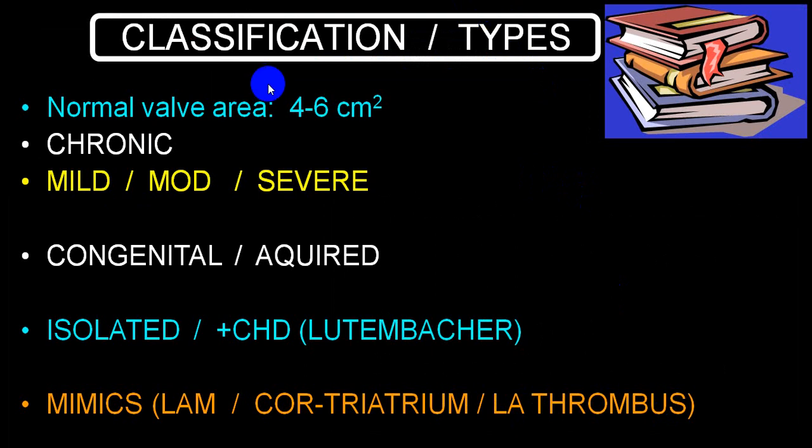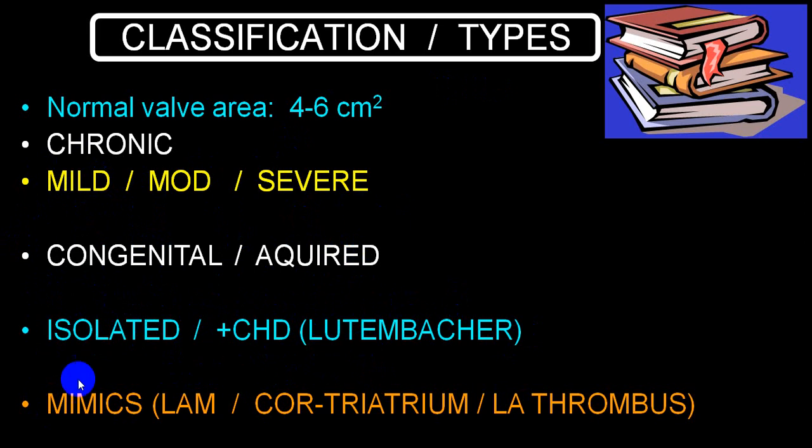Certain words are utilized. The most common pathophysiology is a chronic process, so we usually call it chronic mitral stenosis. Severity wise: mild, moderate and severe. Etiology wise: congenital and acquired. It can be purely isolated or may be associated with congenital heart disease like ASD, which we call Lutembacher.